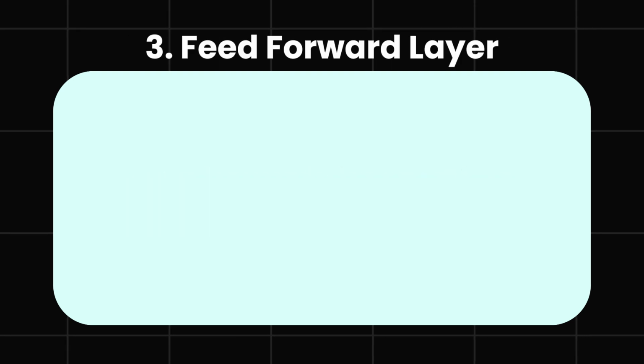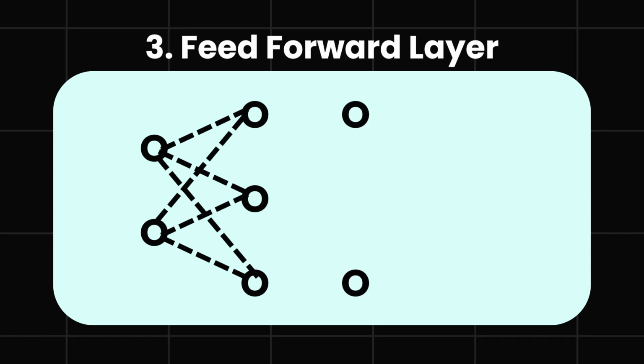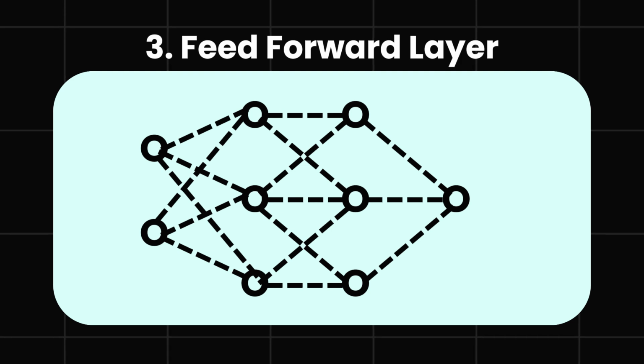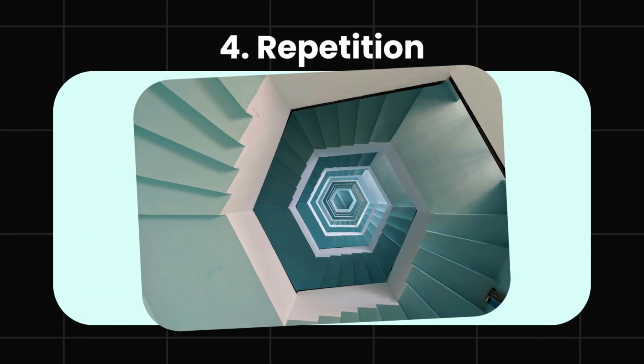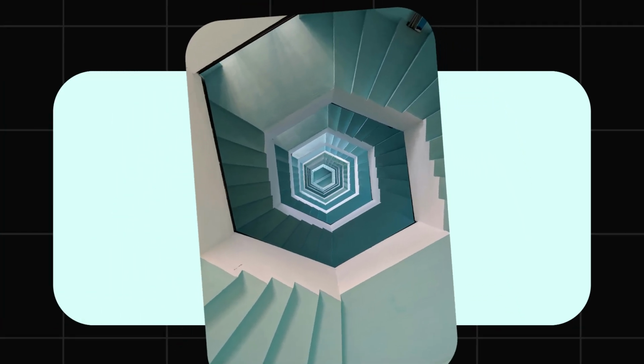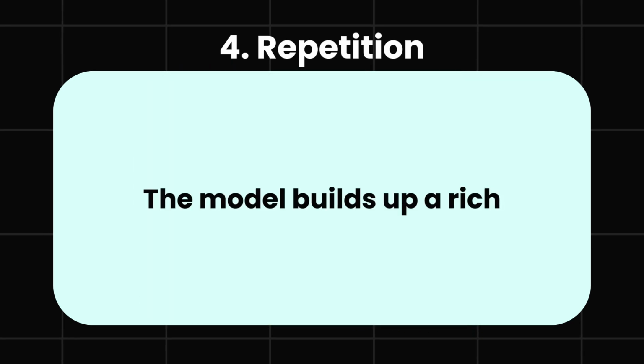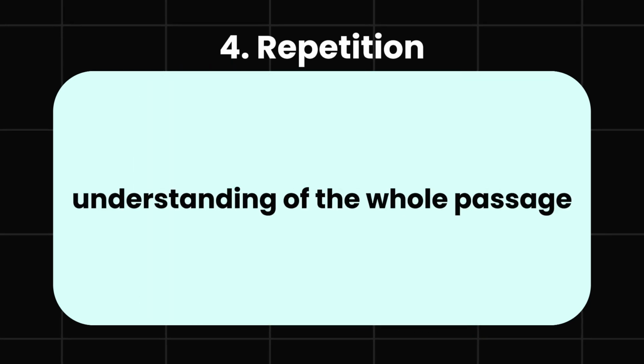Then we have the feed-forward layer. The vectors are passed through a multi-layer perceptron, basically a lot of math that updates each vector based on learned patterns. These calculations happen in parallel, helping the model build deeper understanding. Then repetition. The process is repeated across many layers, like refining a rough draft multiple times. Eventually, the model has built up a rich understanding of the whole passage.